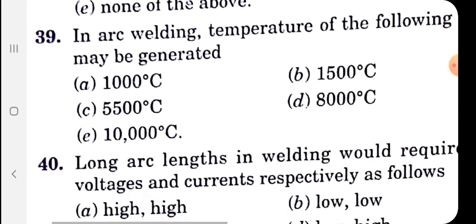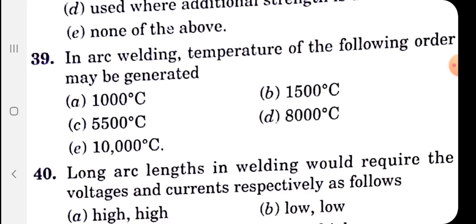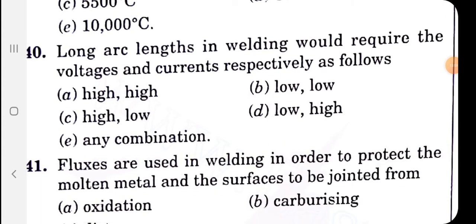In arc welding, temperature of the following order may be generated. So how much will be generated? 39 is C, that is 5500 degrees centigrade.